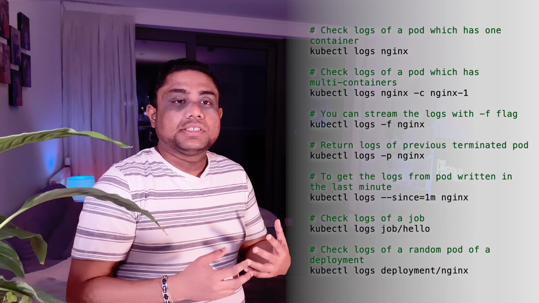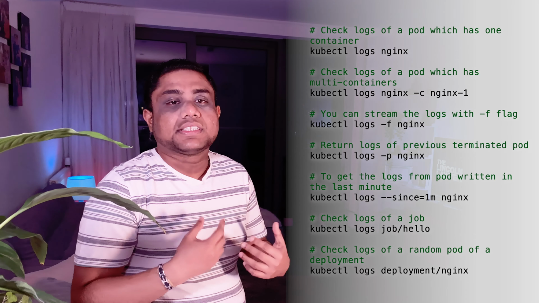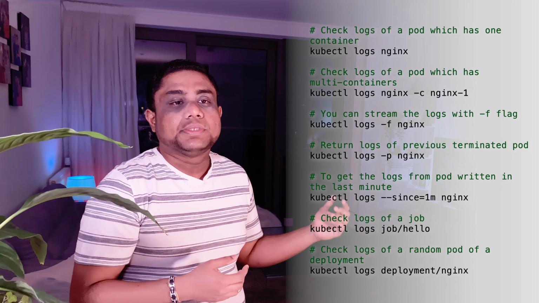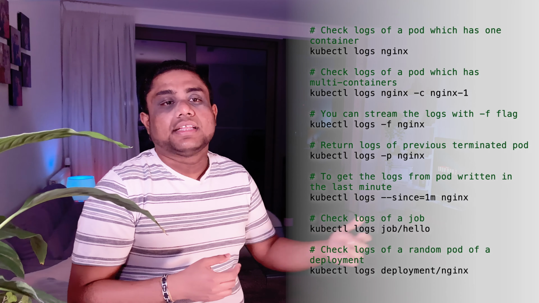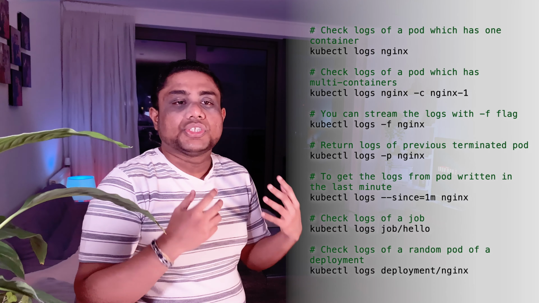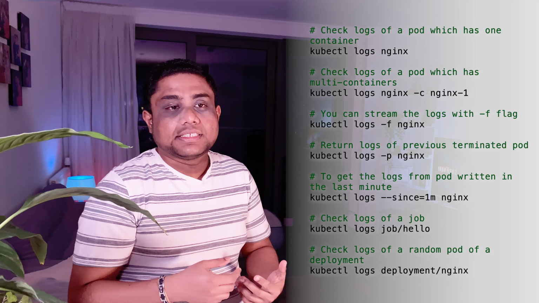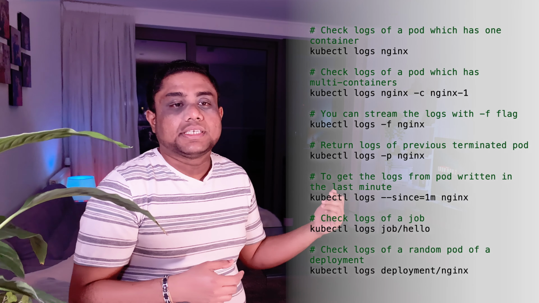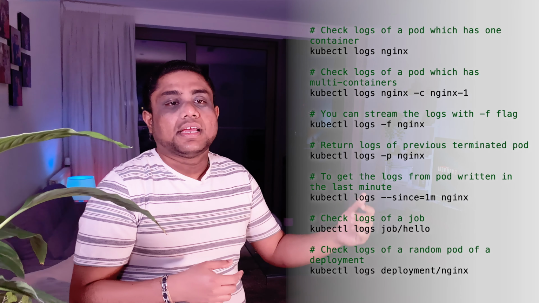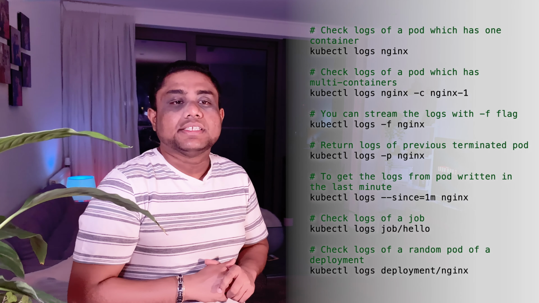When you are running the pods through jobs, you can check the first container of this job using kubectl logs job/ and the job name. If you want to check the logs for a random container in a Kubernetes deployment, you can check it with kubectl logs deployment/ and the deployment name, nginx in this case.